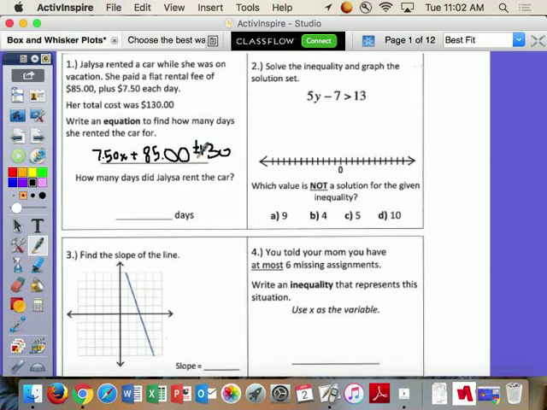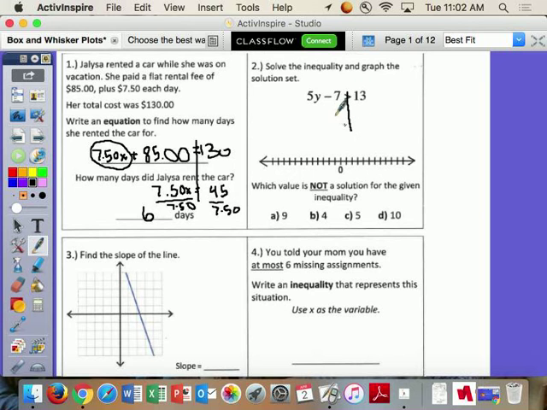From there, draw your line, circle your term with your variable. This is being added, so it's being subtracted. So we're going to have 750x equaling, what is 130 minus 85? And then from there, we're going to divide by 750. And you're going to get 6 days, okay?